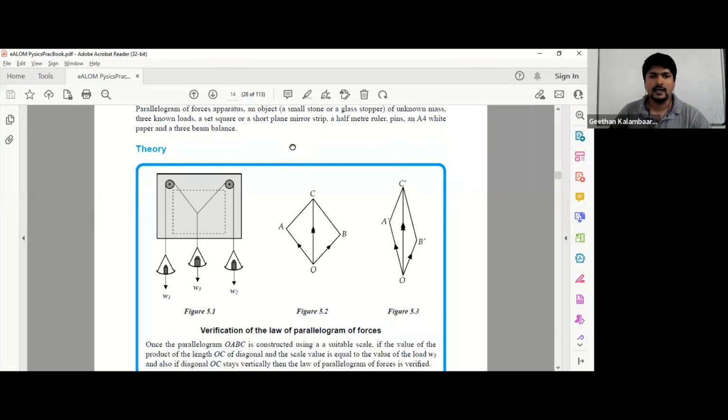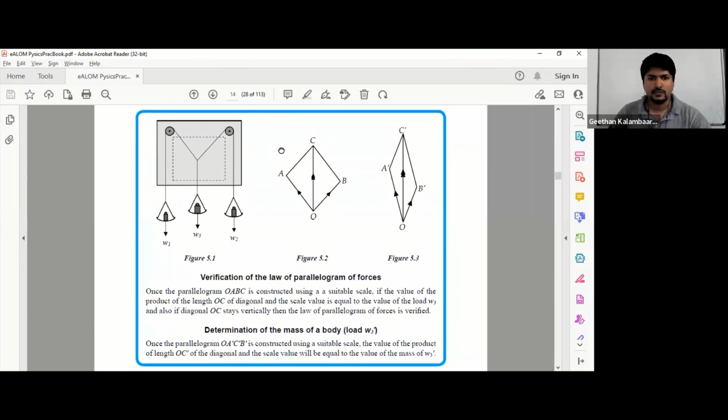Right, so let's see how do we do this experiment. Right, so there are scale pans here in this device, and there is a string. You can see that we have this string and this string. So we can say it's either 2 strings or 3 strings, right? Okay, so let's see how do we verify that the law of parallelogram vectors is correct using this.